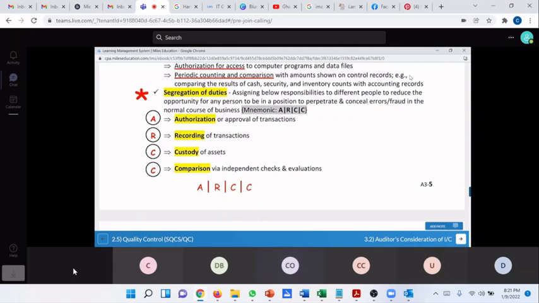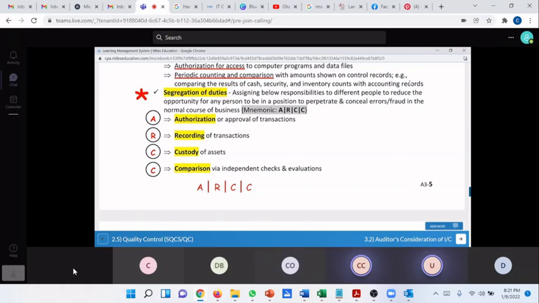So before the day end, there is a comparison which is done independently by, say, a bank manager or a senior officer in the bank to check if things are correct or not. So that's where the comparison comes into the picture. So this is another example in the banking industry.